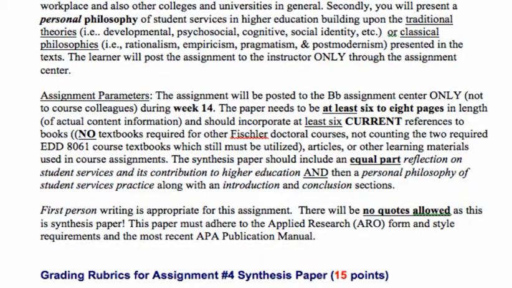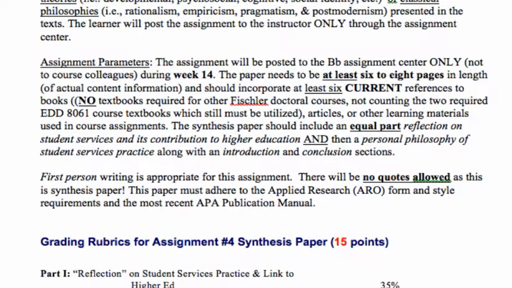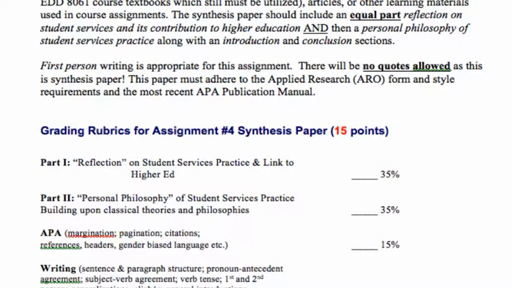Essentially, you're going to divide this paper into two components. You're going to have an introduction and you're going to have a conclusion. If you look at part 1 and part 2, they're each worth 35% equally, and they should be about the same length. Don't have one about 5 pages in length and the other only 1 page in length. You should give them equal attention, all right?